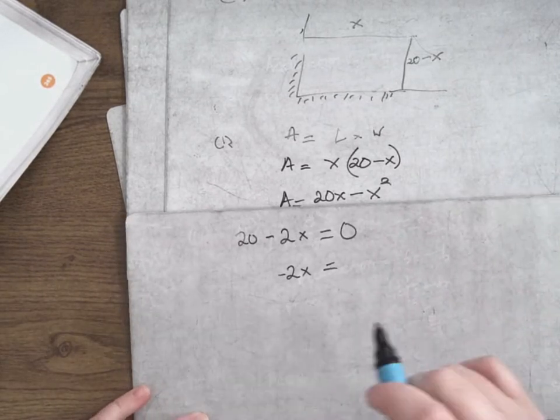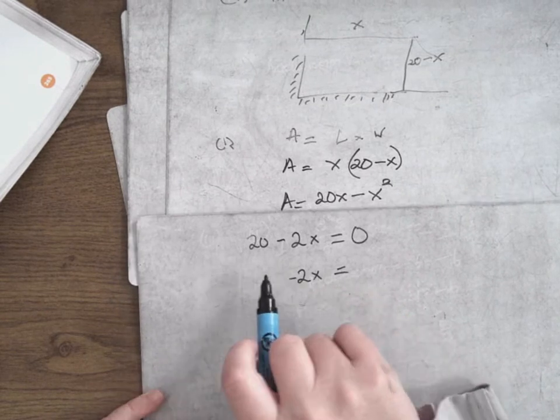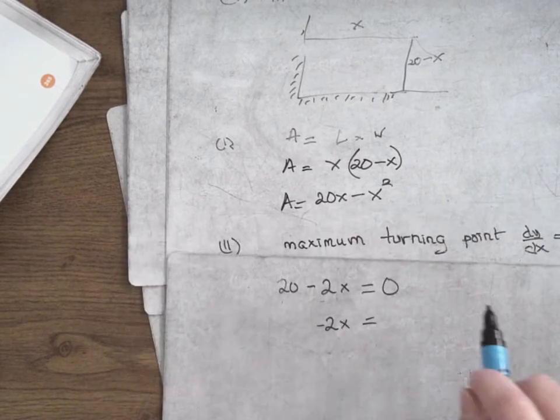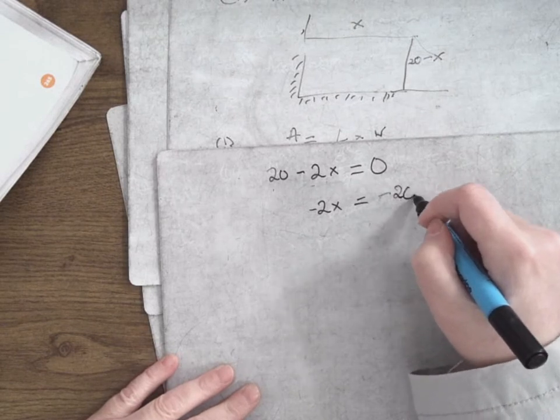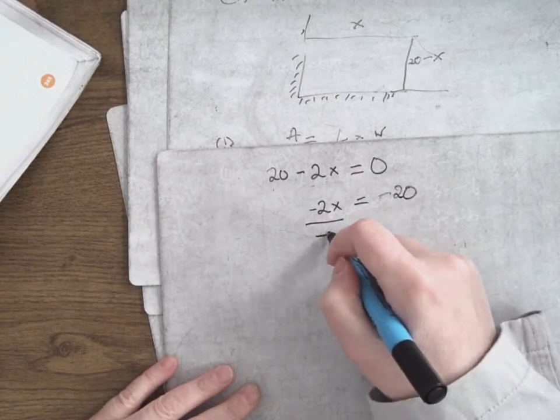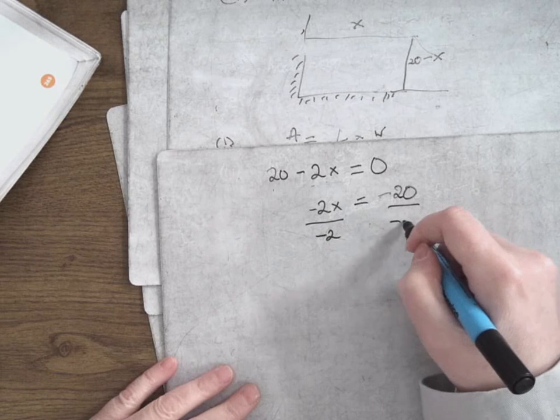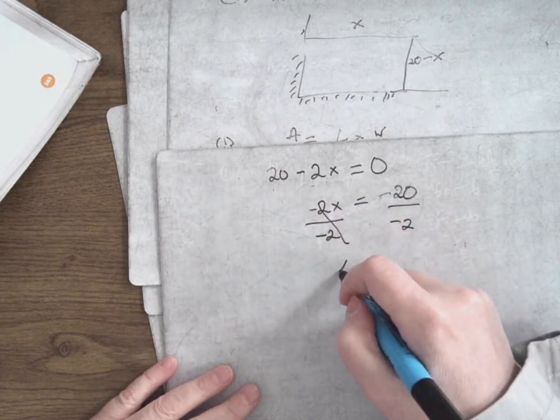So x is on one side, numbers on the other. 20 is moving, minus 2x stays put. 20 comes over and becomes a minus 20. There's a minus 2 stuck to the x, so divide each side by minus 2, and you end up with x is equal to 10.